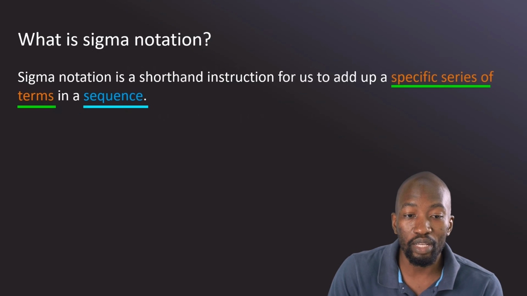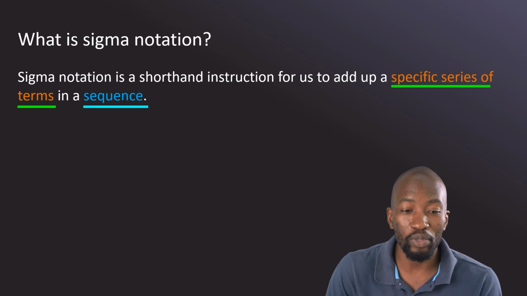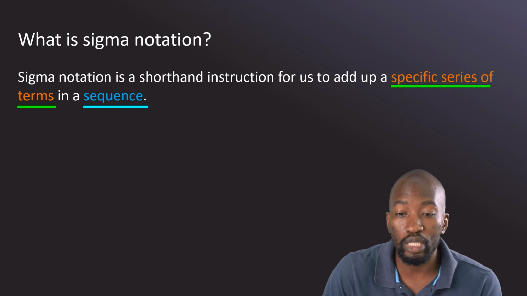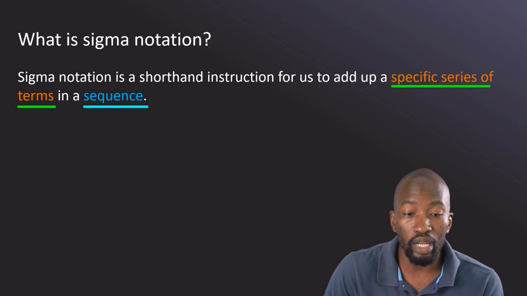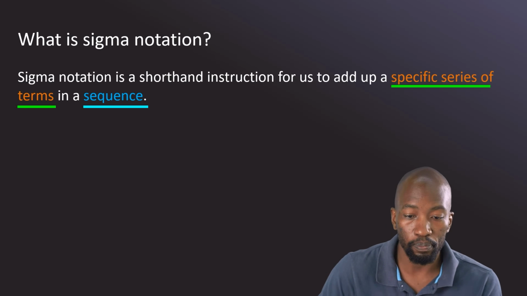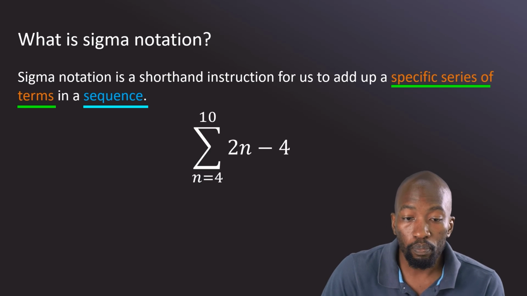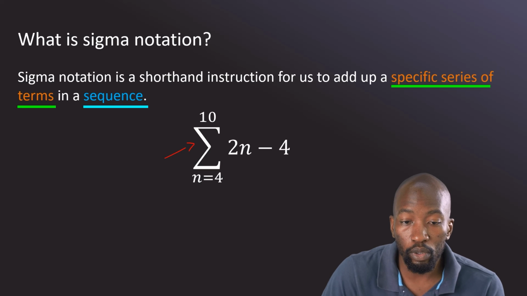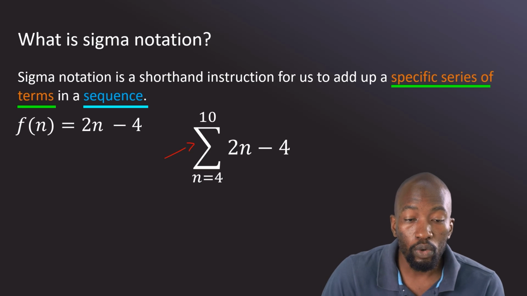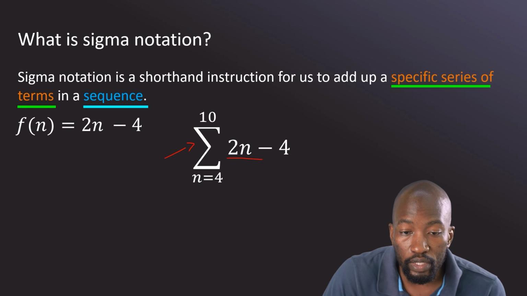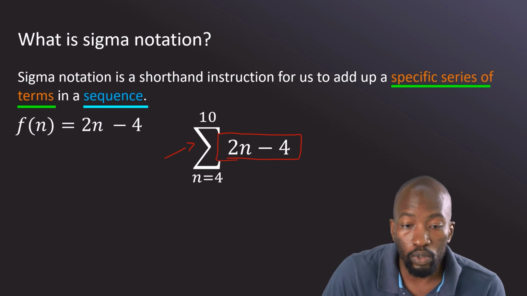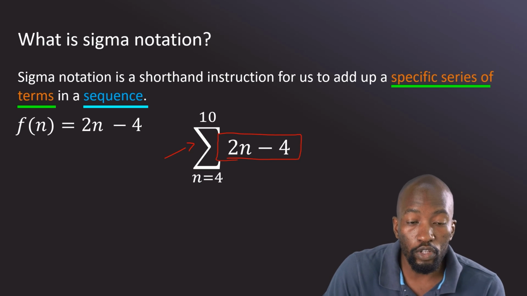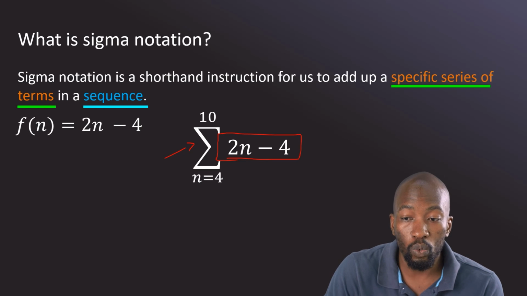Now let's look at sigma notation. What is sigma notation? Sigma notation is a shorthand instruction for us to add up a specific series of terms in a sequence. Now, this is the sigma symbol. Then we have a function that is going to help us find the first few terms. So we have the function of n equal to 2n - 1.